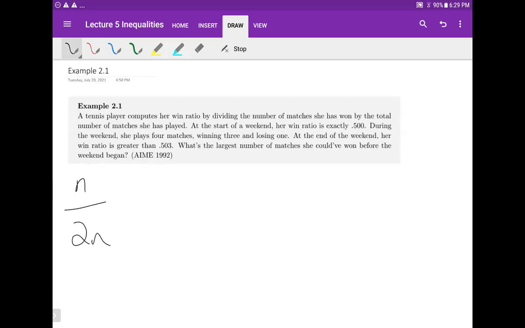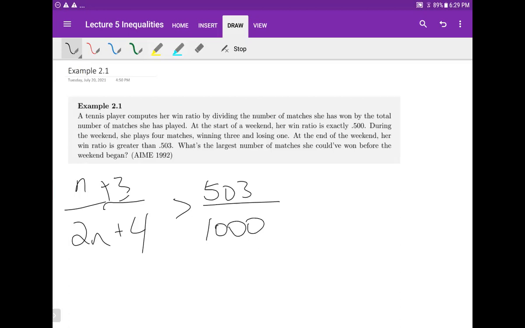And then after playing 4 matches, winning 3 and losing 1, her win ratio is greater than 0.503. So if she wins 3 matches, the numerator increases by 3, and since she played 4 matches, the denominator increases by 4, right? Because the numerator is the total number of wins she has, and the denominator is the total number of matches she has played. So n plus 3 over 2n plus 4 is greater than 503 over 1000, right? Because we don't want to work with a decimal right now. We want to work with a fraction.